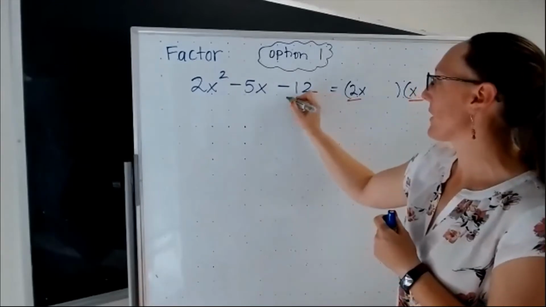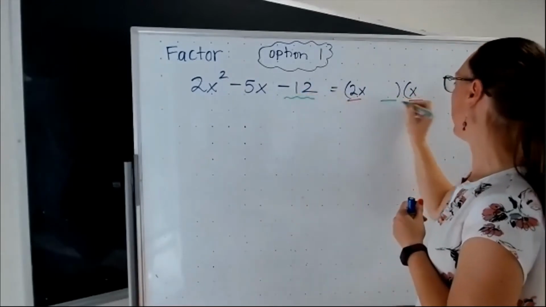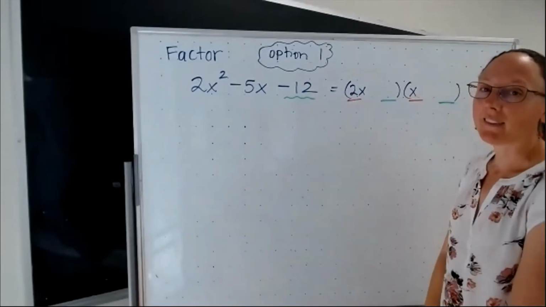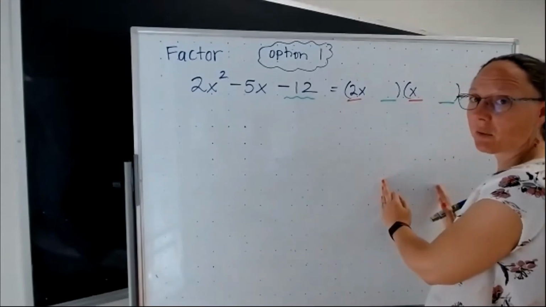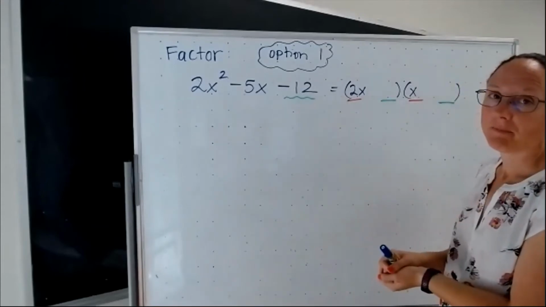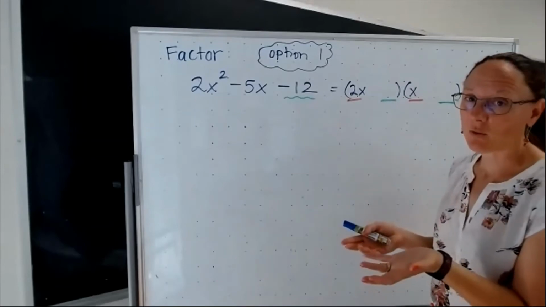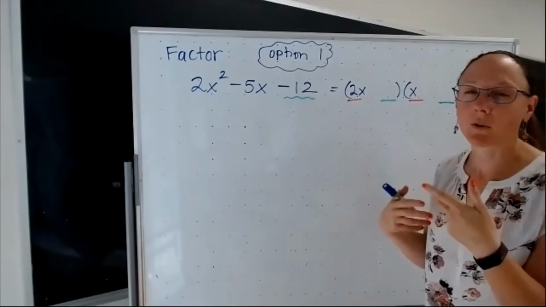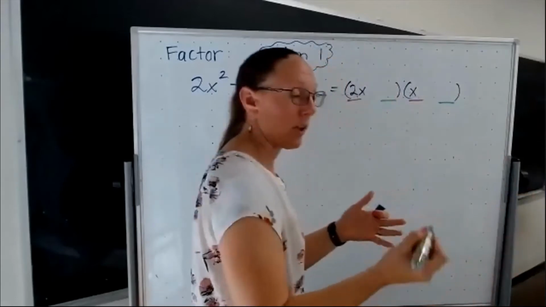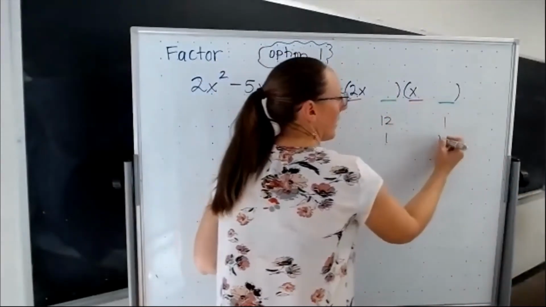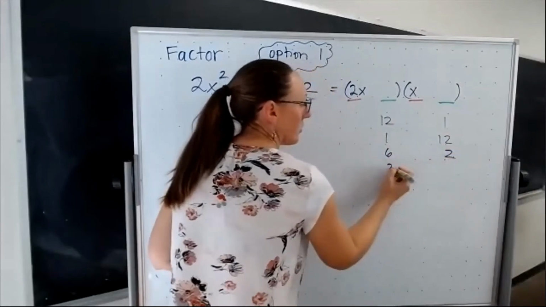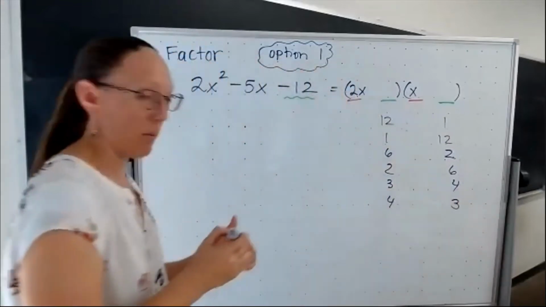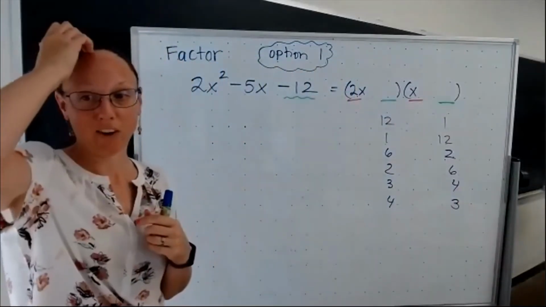The next part I'm going to look at is that -12 back there. And I'm going to think, okay, so for the -12, that also has to be a multiplication problem. And I can list out all of the ways that I can multiply together to give me 12. It doesn't take that long to write them down, and writing them down can kind of help you potentially keep track of what numbers you've already tried. So I'm going to write them all down really quick. So 12 and 1, 1 and 12, 6 and 2, 2 and 6, 3 and 4, 4 and 3. And I think I got them all. I think those are all the ways that I can multiply together to be 12.